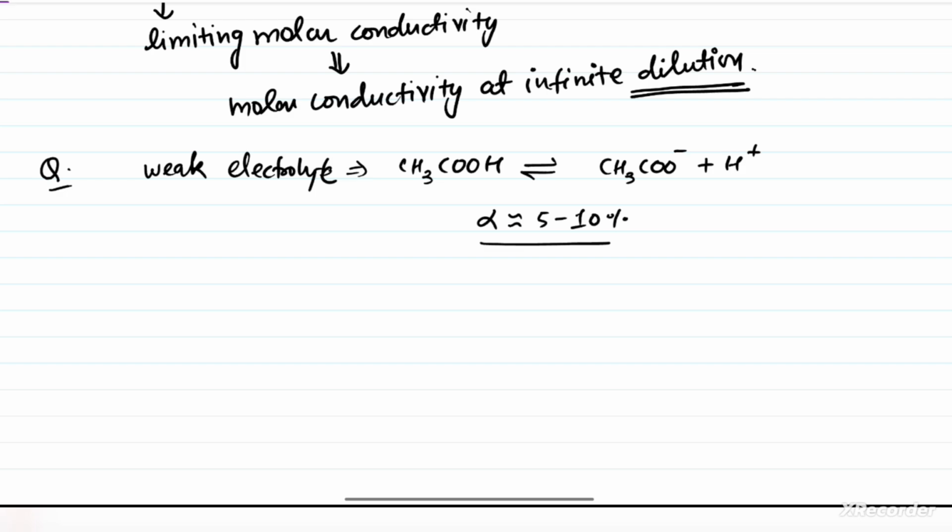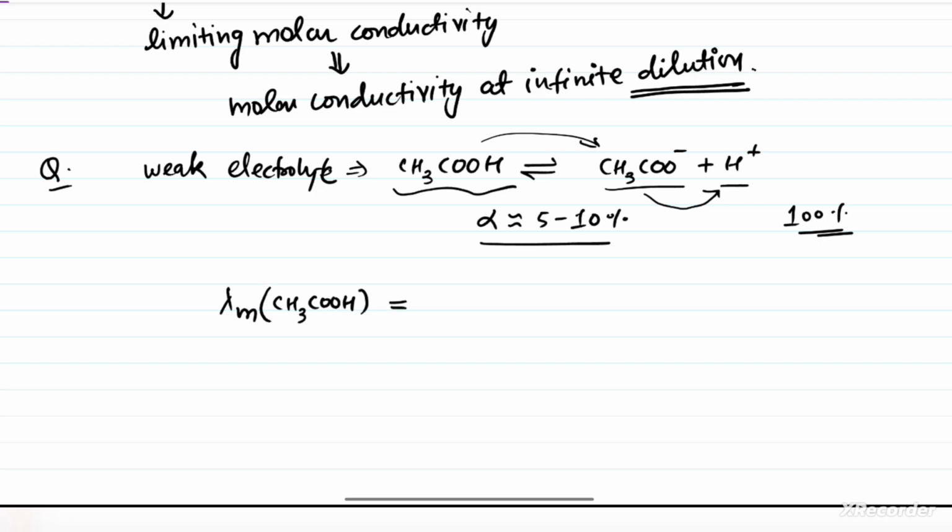0.05 to 0.1. So how can we calculate infinite dilution, that is, the sum of its ions' contributions when it is 100% ionized, which is not possible? We would have to calculate the ions' contribution at 100% ionization, which is not possible. So for that only we have Kohlrausch law. Kohlrausch law says we can calculate lambda m infinity for CH3COOH using the sum of these two ions.